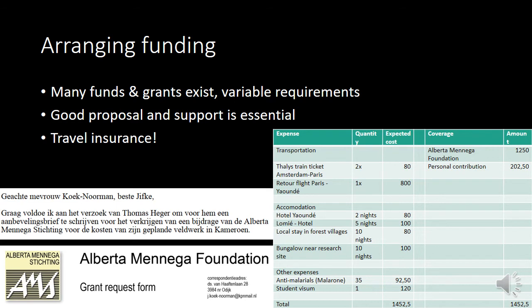But of course, luckily there's a lot of funds that you can apply to as a student in ethnobotany to help you get to the place that you need to be and to help you do your research. In my case, I did my grant request at the Alberta Menninga Foundation, who have a maximum of 1,250 euros that they can spend on you.